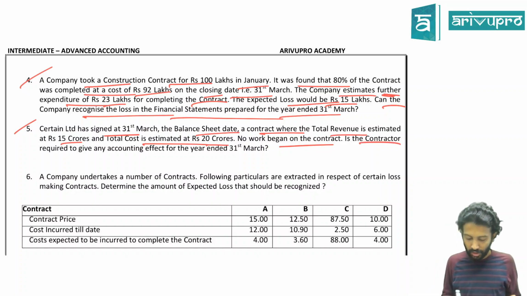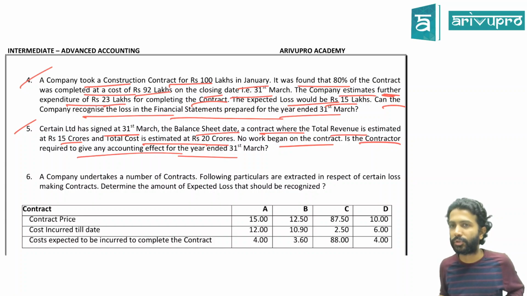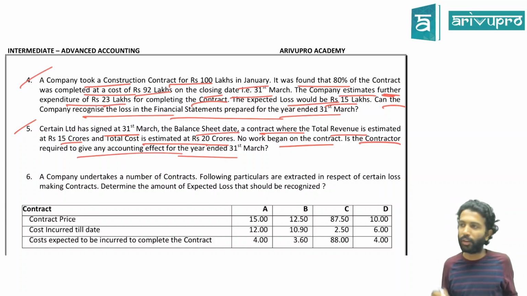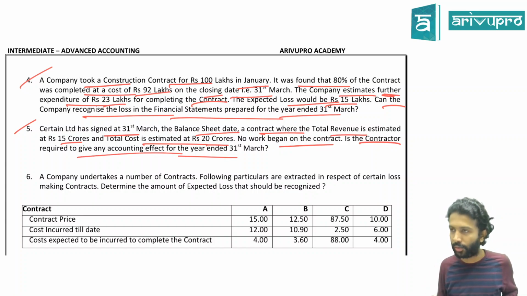Is the contractor required to give any accounting effect? Should he do anything? Yes. Whenever you know the loss, you have to book the loss. So what will you do here? The 5 crore loss should be accounted.